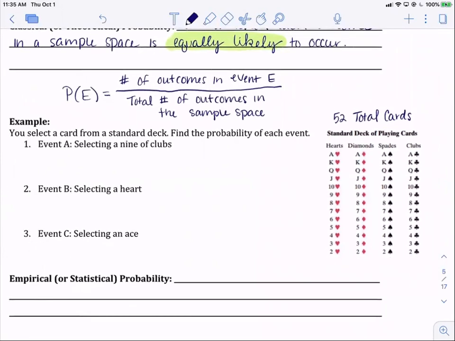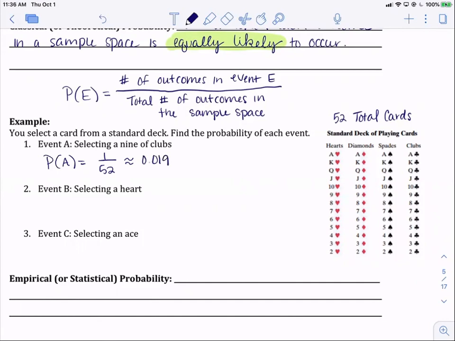So event A, find the probability of selecting a 9 of clubs. How many 9s of clubs are there? 1. So the probability of event A is 1 over, how many total cards were there? 52. And then divide. So what's 1 divided by 52 rounded to 3 decimal places? But 3 decimal places is going to make it? Yep, you're good.